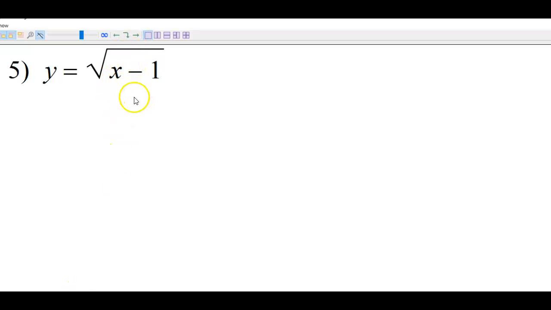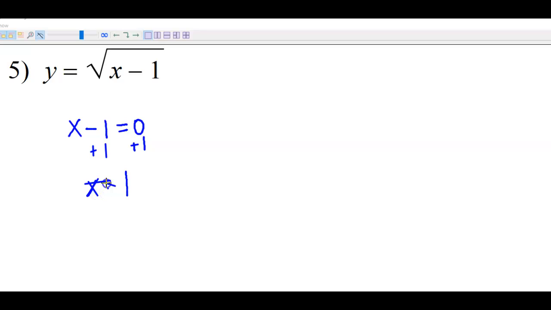On this one, another radical. So I guess we're doing all the radicals in a row here. Because of the radical, I need to make sure that any x's I put here make this equal to 0 or bigger. So again, I'm going to take what's under the radical and set it equal to 0. I'm going to solve for x. In this case, I'll add 1 to both sides. So x equals 1.